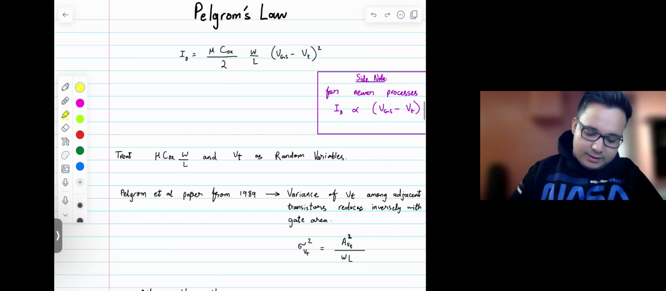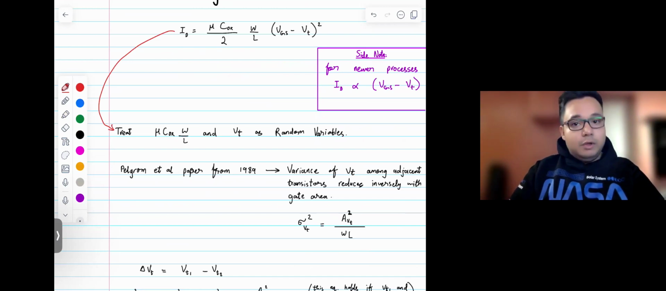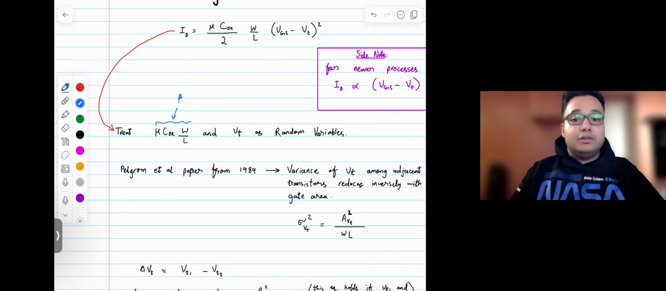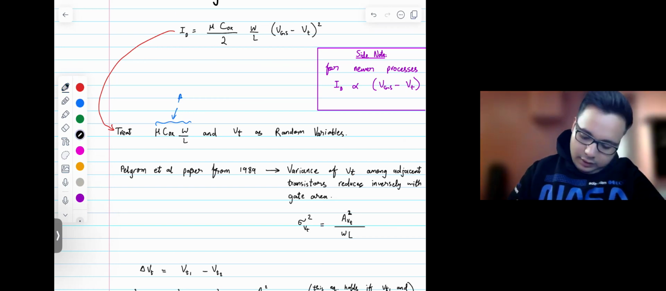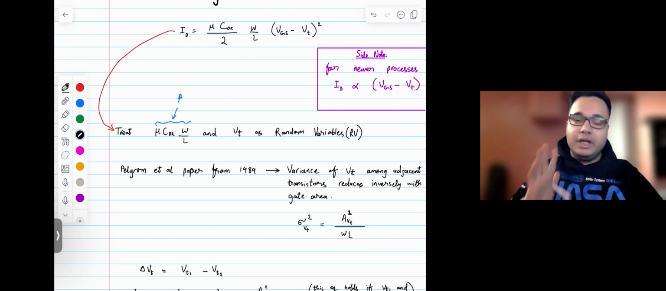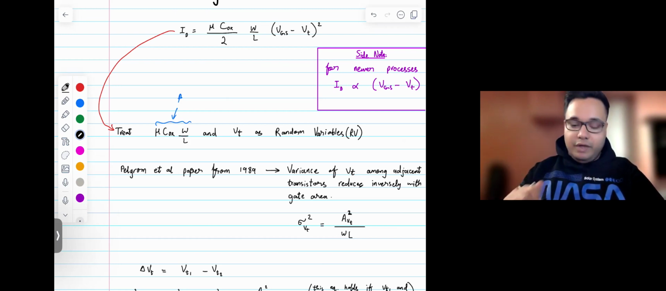what I was going to say is in this equation, let's treat mu n C ox W by L, which is, in other words, beta, and the threshold voltage, which is VT, as random variables. So let me say RV. So now we're not thinking of VT and this beta as a variable that has a particular value. We're treating these two variables, beta and VT, as random variables.